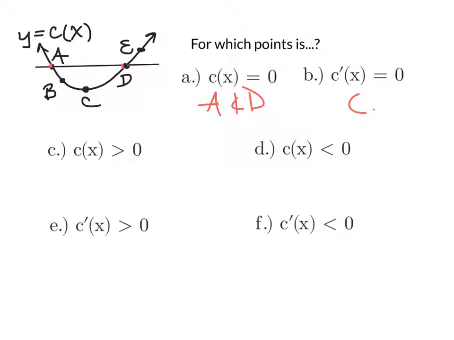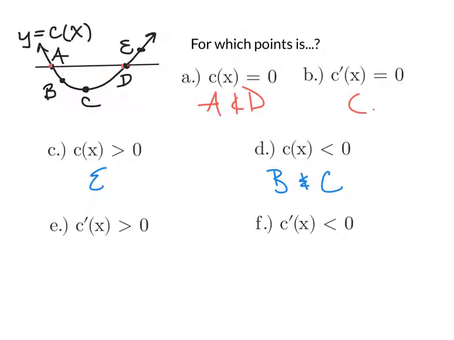In part C, it asks when is the functional value, when is the position greater than 0? So for which points is the position above the x-axis, and that will only happen at point E. In part D, it asks which points are below the x-axis, when are the positions less than 0, so below the x-axis would be points B and C. And don't be confused that D is also underneath the x-axis. It's just that the letter is underneath the x-axis, but the point is right on the x-axis. That's why in part A, c of x was equal to 0 at point D.